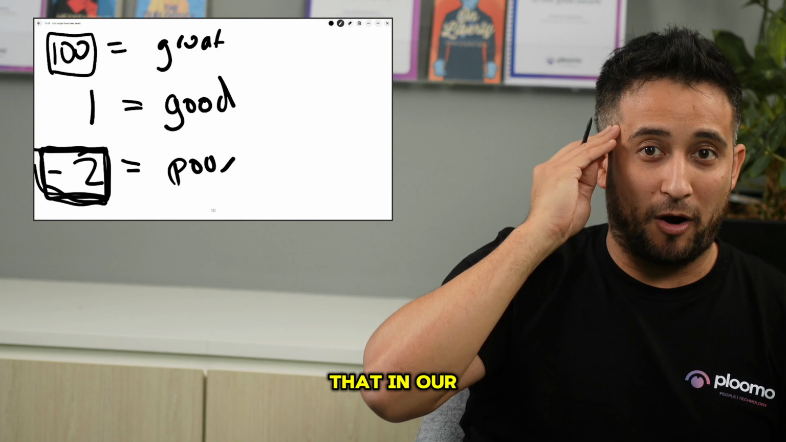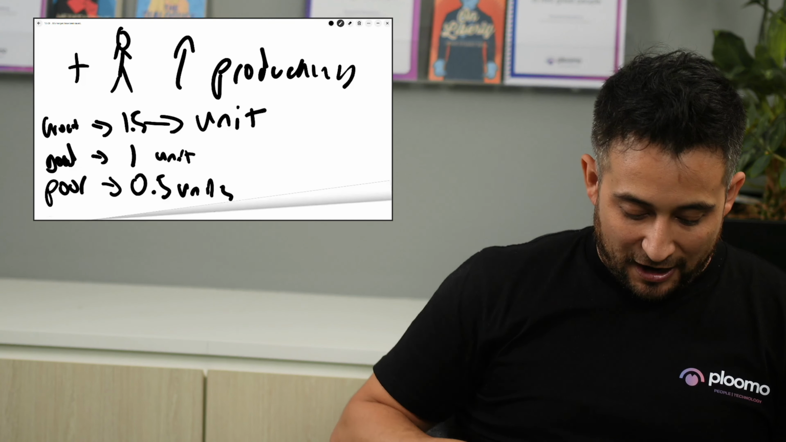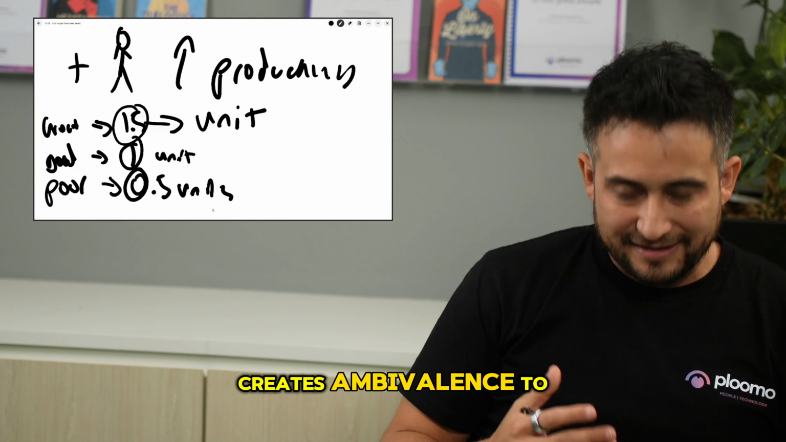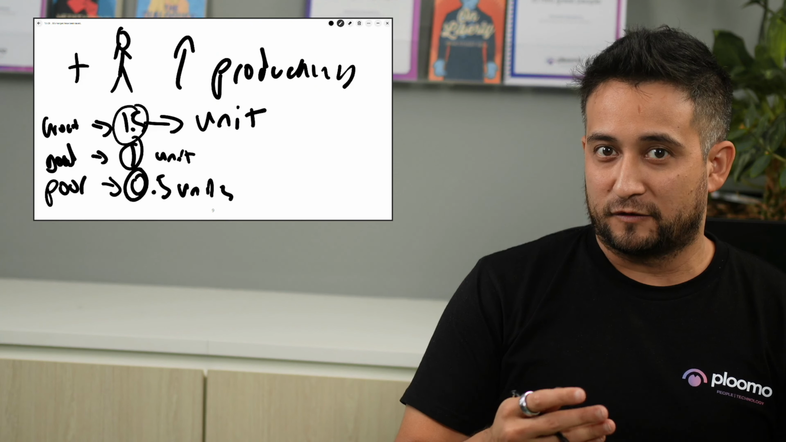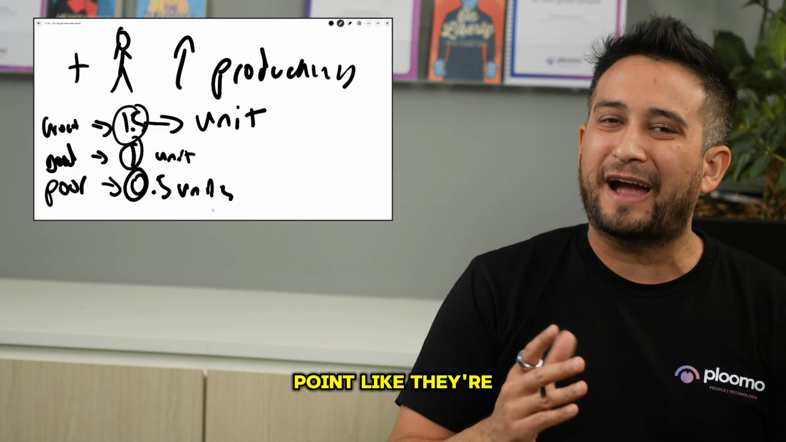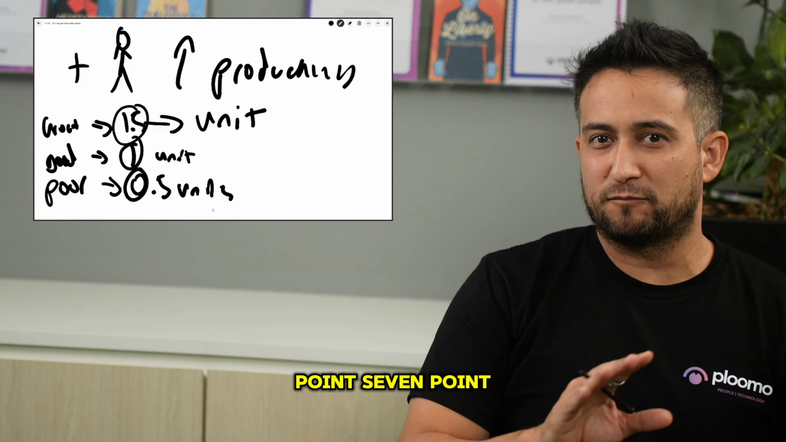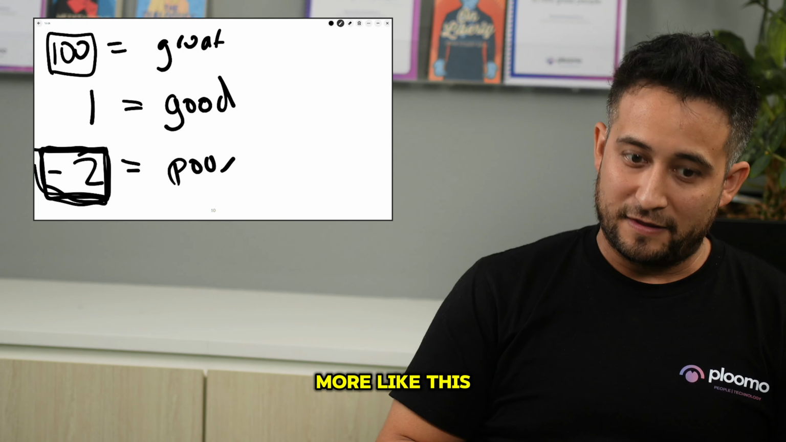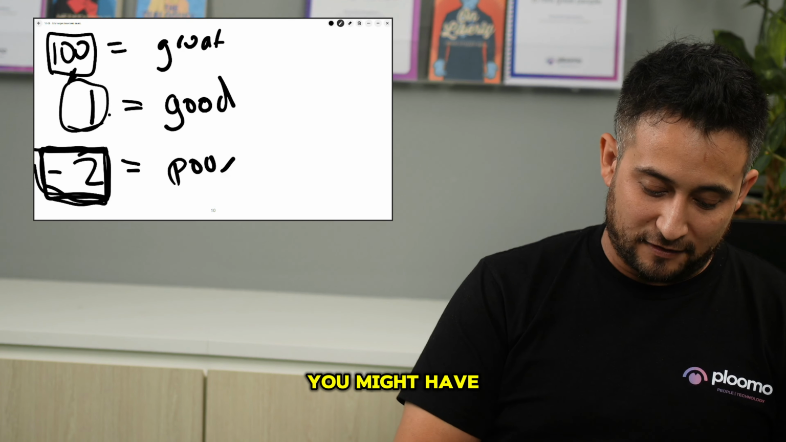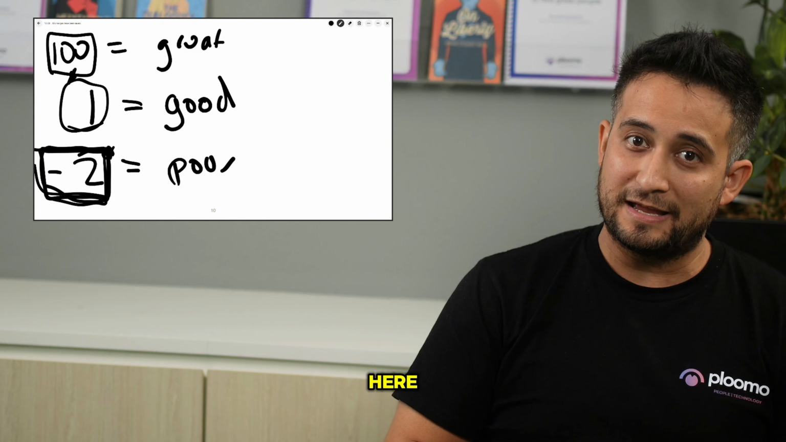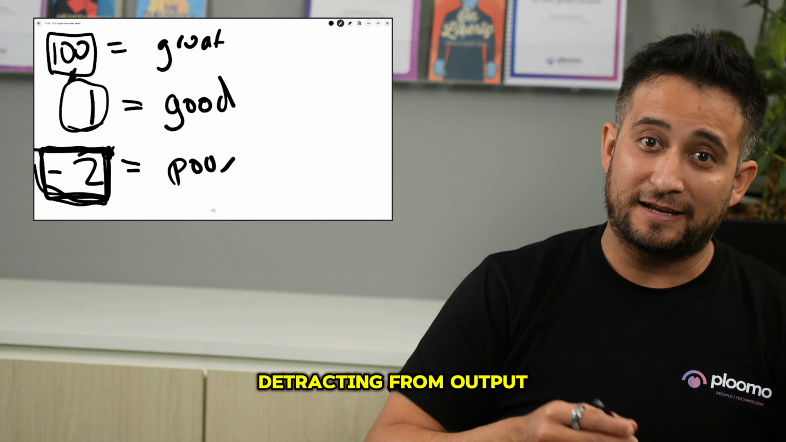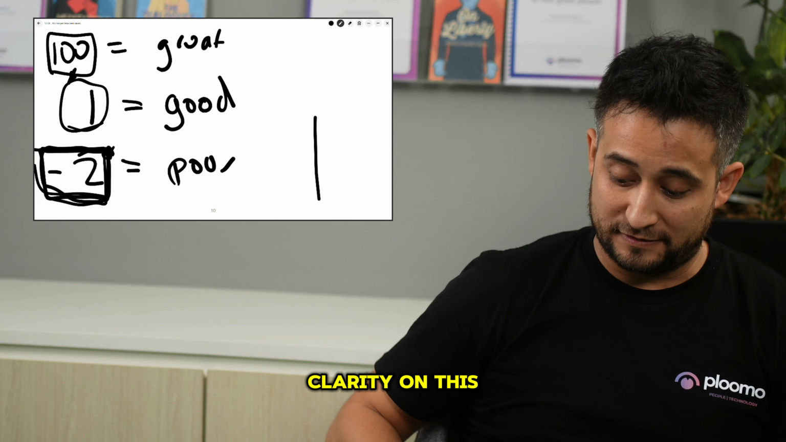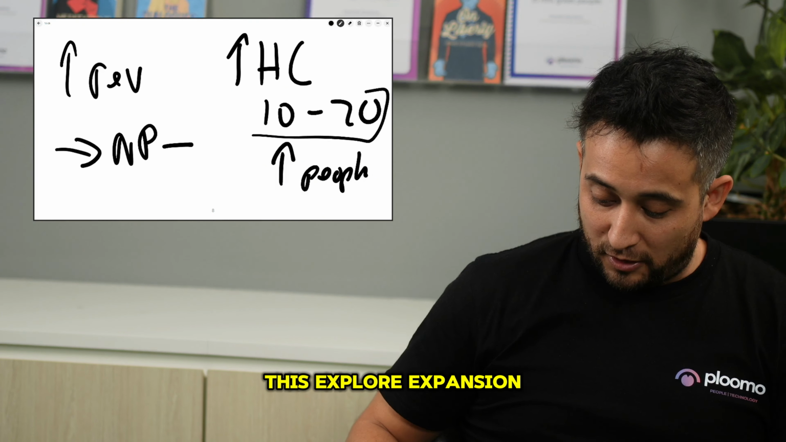If we have that in our mind when we think about our team, rather than 1.5, 1, and 0, because this creates ambivalence almost. It's like, yeah, my grade's good, but they're okay. It's not that bad. Maybe it's a 0.7, 0.8. It's not too bad. When in reality, it's actually something more like this. You might have a few up here, a chunk here, and then 1 or 2 down here that are actually detracting from output, slowing down other people, slowing down the team.